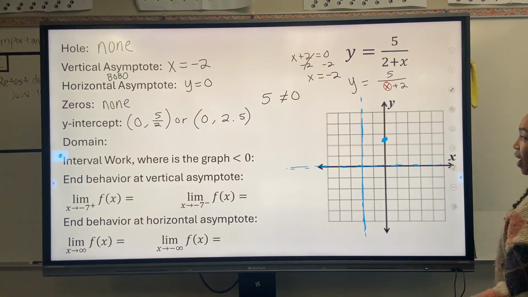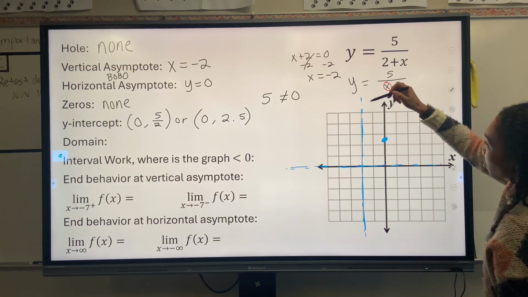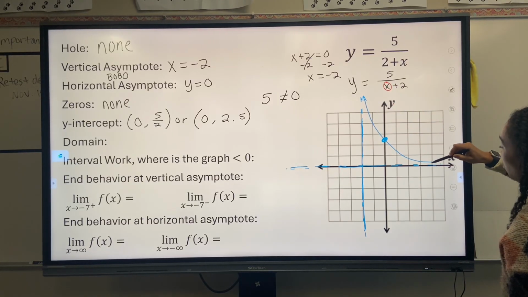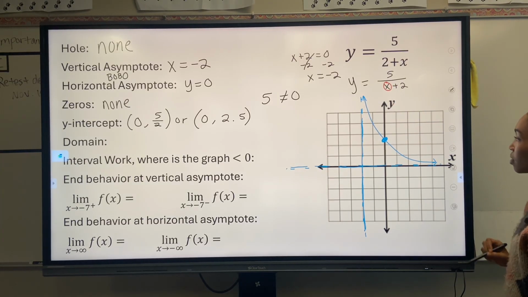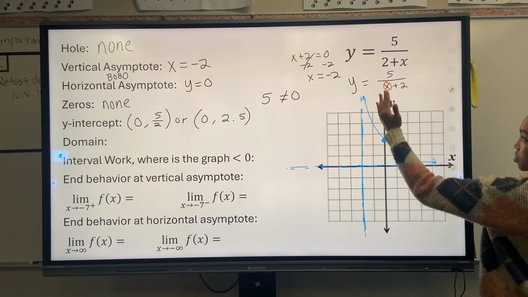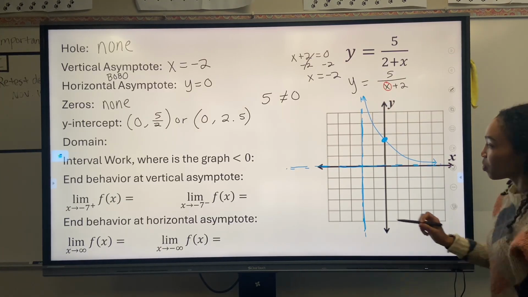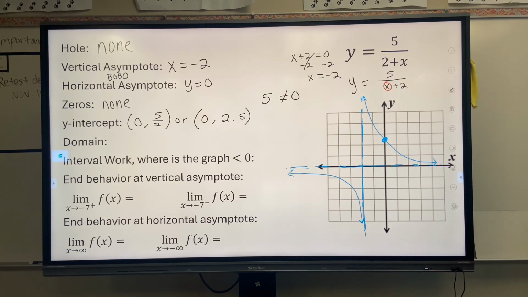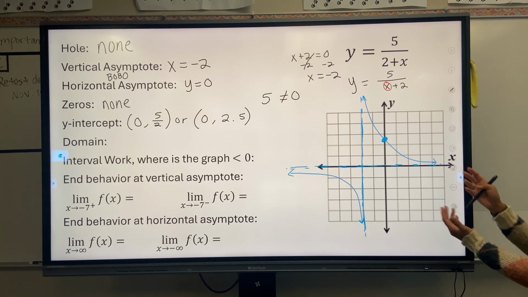So I can go ahead and graph this. I have a point, so I have to go through it. So get close to the asymptote, go through my point, get close to the other asymptote. So since this was in quadrant 1, your other part of the graph will be in quadrant 3. So this is your rational function.